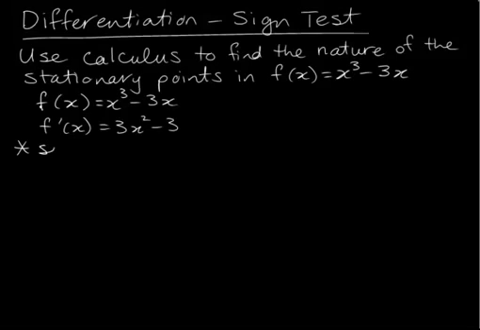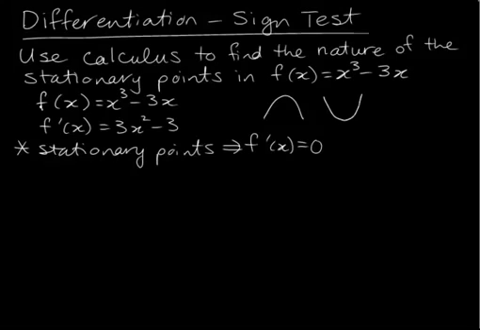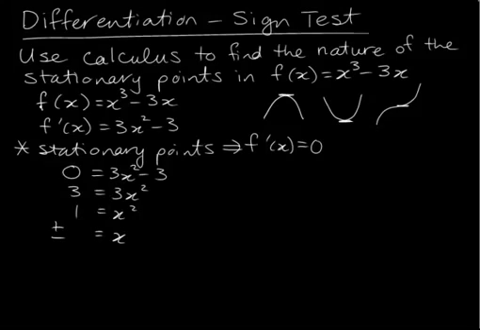Now, key point here, stationary points will always be when f dash of x equals 0. And that's because whether we've got a maximum turning point, a minimum turning point, or perhaps a horizontal point of inflection, at any of those instances, the gradient will be 0 at that point. So we set the gradient function to be 0. So 0 equals 3x squared take 3, giving me 3 equals 3x squared. X squared is 1. And therefore x must be plus or minus 1.